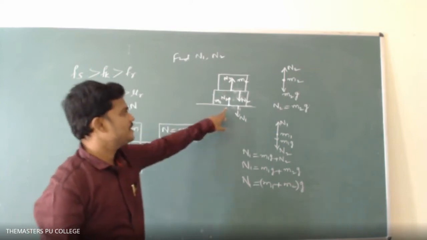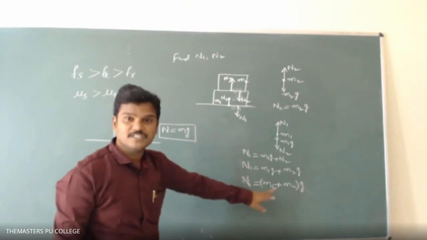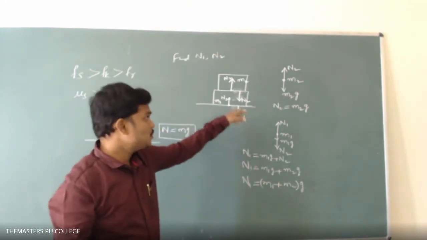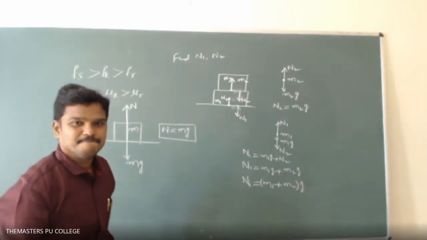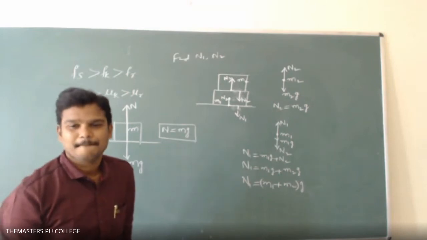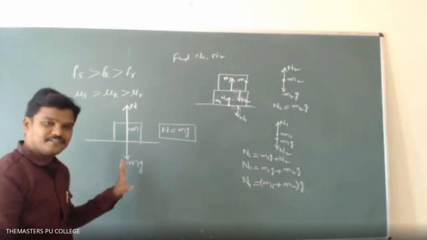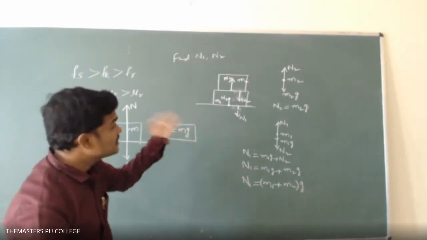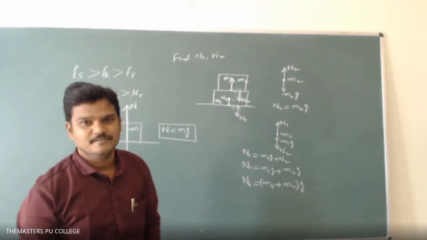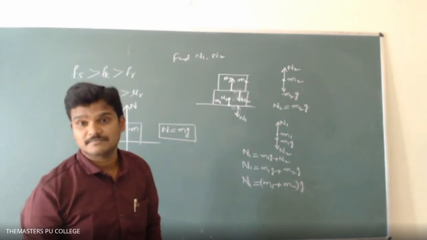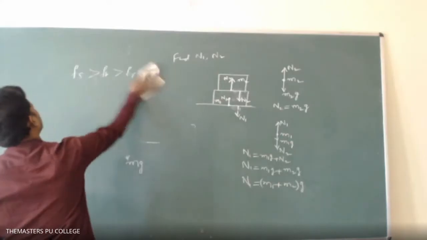Finally, what is N1 I am getting now? N1 is (M1 plus M2)G. N2 is M2G. Will you try for 3 blocks? Don't feel it is complicated, it's nothing actually. For 1 block, nothing. 2 blocks, okay, I think you are feeling some inconvenience. What about 3 blocks? Will you draw the free body diagram for 3 blocks? Tell me, anyone? Okay, you try in your free time.